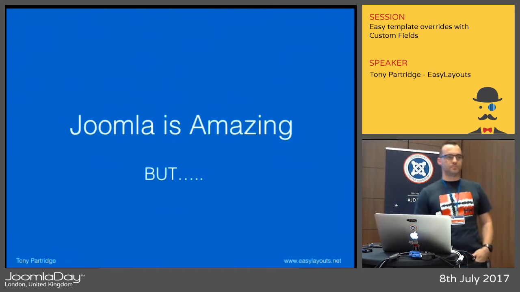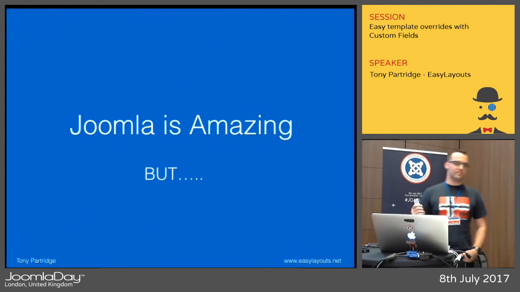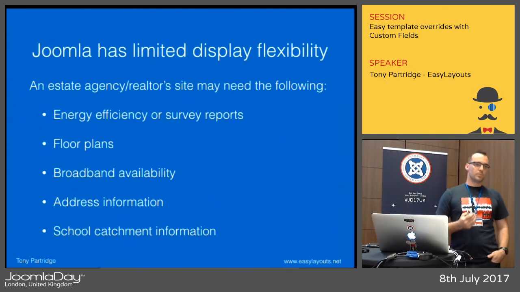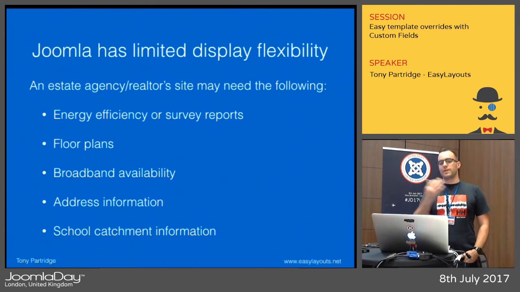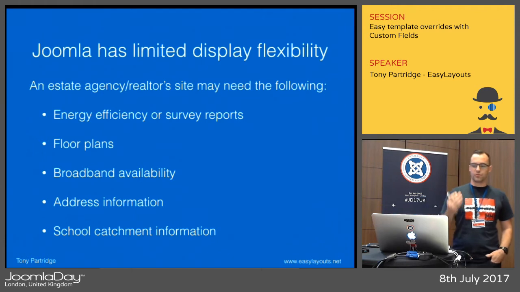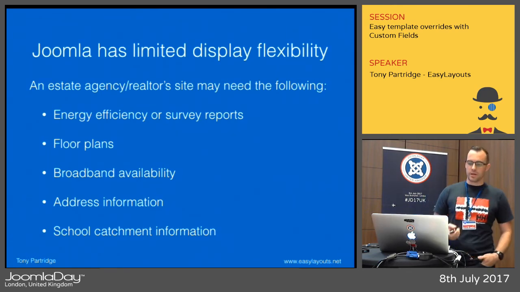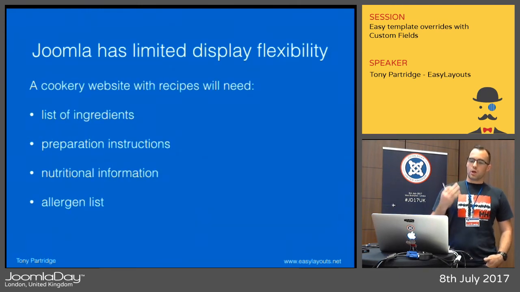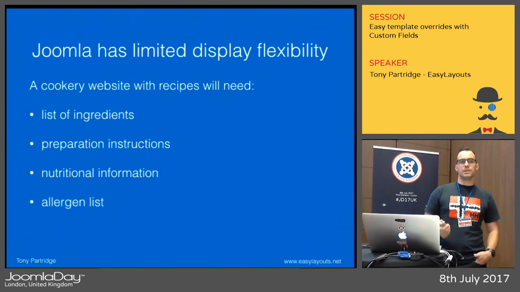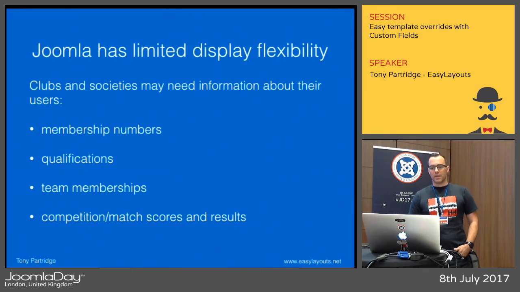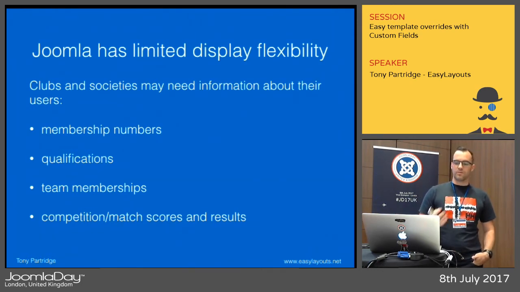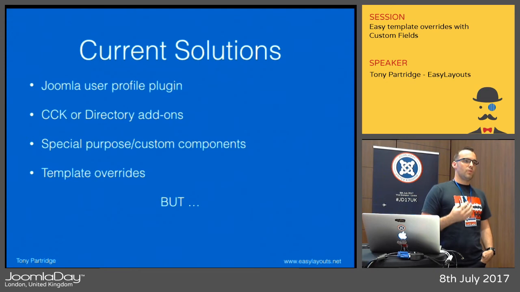Joomla is amazing, but there's always a but. With anything that's amazing, there's always a but. Joomla has limited display flexibility. So for example's sake, an estate agency slash realtor's website may need the following: energy efficiency and survey reports, floor plans, broadband availability, address information, and secure catchment information. A cookery website with recipes will need a list of ingredients, preparation instructions, nutritional information, and allergen lists. Clubs and societies may need information about their users, membership numbers, qualifications, team membership, competition match scores and results, all of which require solutions.